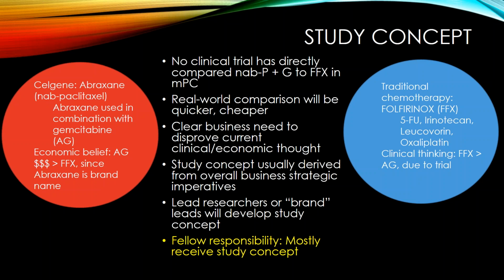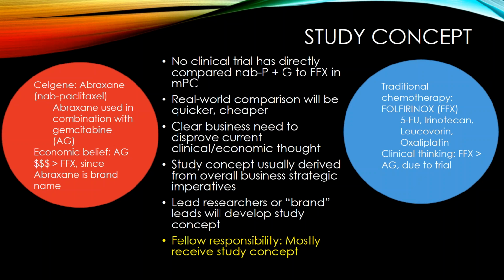So, study concept. Starting here on the left, Celgene, which is my partner fellowship company. We have a branded product called Abraxane, used in combination with gemcitabine. And since it is a branded product, the pharmacy cost for it is significantly more expensive than FOLFIRINOX, which, if we look here on the right, is a combination of 5-FU, irinotecan, leucovorin, oxaliplatin. All of these products have been around for a while. They're not targeted chemotherapy agents, and they are generic.